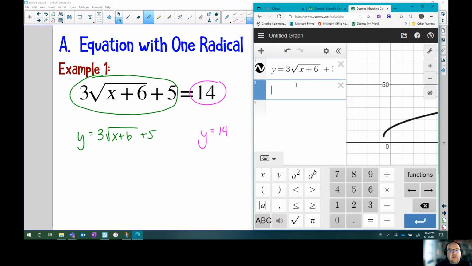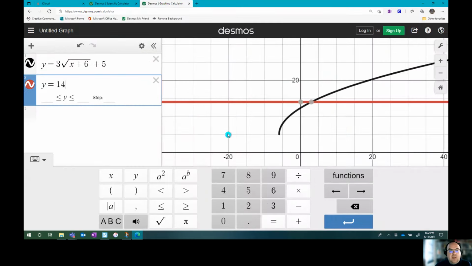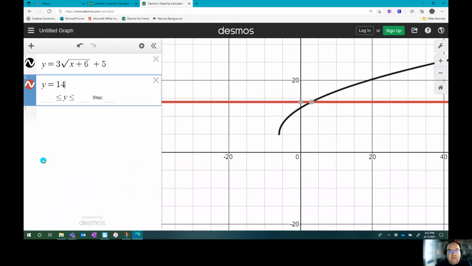But then we need to put in our second equation, which is y equals 14. And recall, from when we did linear equations, and even with the horizontal asymptotes in the last unit for rational equations, y equals 14 is a horizontal line. And you can see that that does cross over the curved radical. Now I'm going to make this full screen so you can see it more clearly and hide my keyboard. But where those two connect should be the answer.